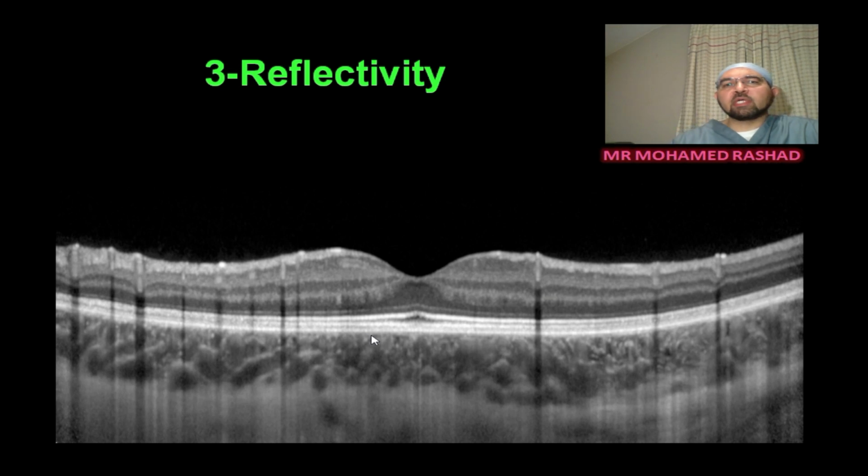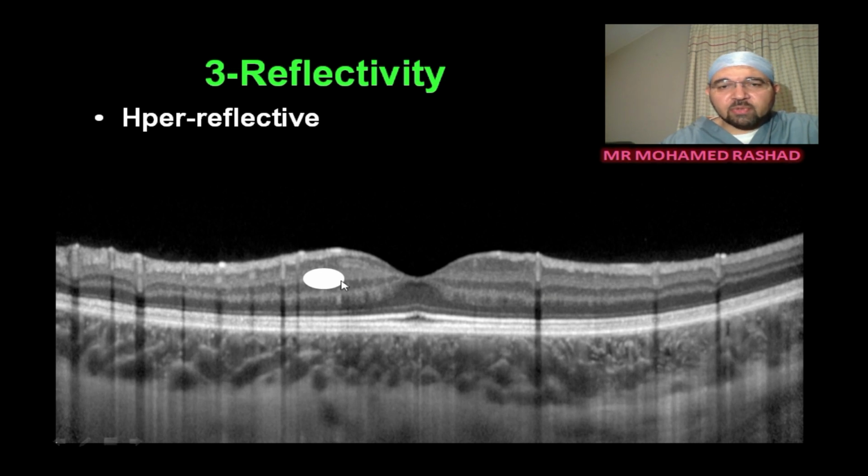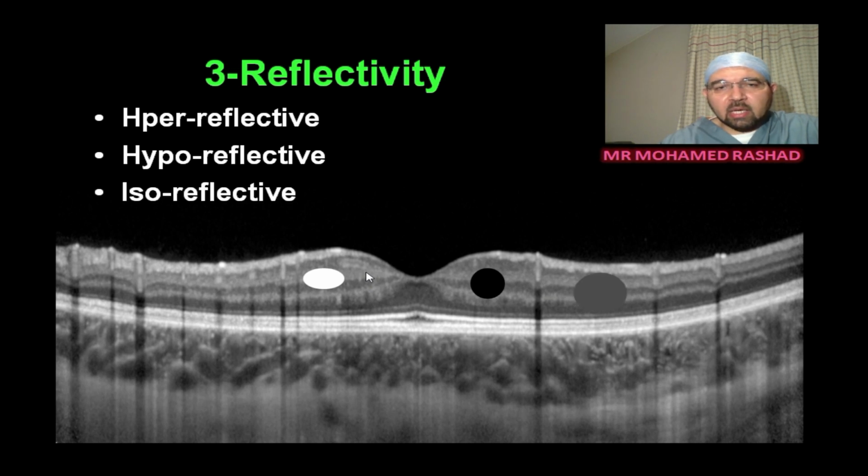So the third step in our interpretation is the reflectivity. You have to identify the reflectivity of the layers. Hyperreflectivity is the white structures, hyporeflectivity is the black, and isoreflectivity is the gray. And then there is shadowing. It is very evident here from the normal blood vessels. You can find that it makes this shadowing. Some trainees are finding this a little bit abnormal when they look at the OCT, but it is very normal that you have the shadowing from the blood vessels.